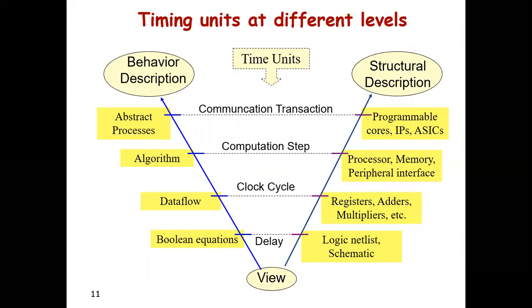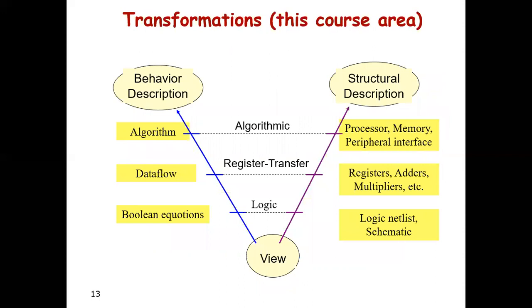Time units are at different levels. That is communication transition and computation transition step, clock cycle and delay. So the same as abstract process, algorithm, data flow, and Boolean equation here. Programmable cores, processor, memory, peripheral interface, registers, adders, multipliers, and logic gates and schematic.